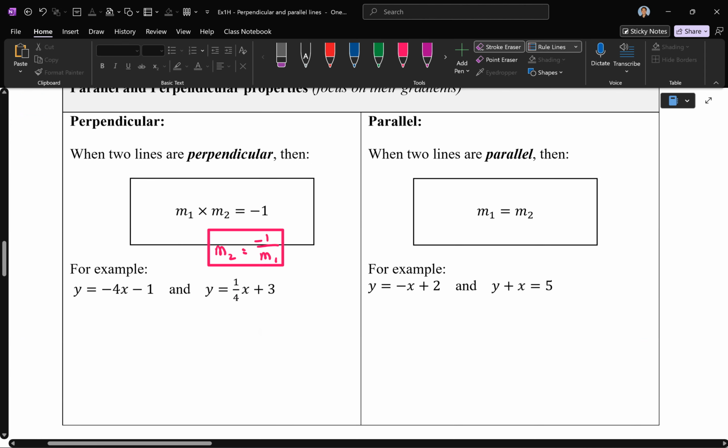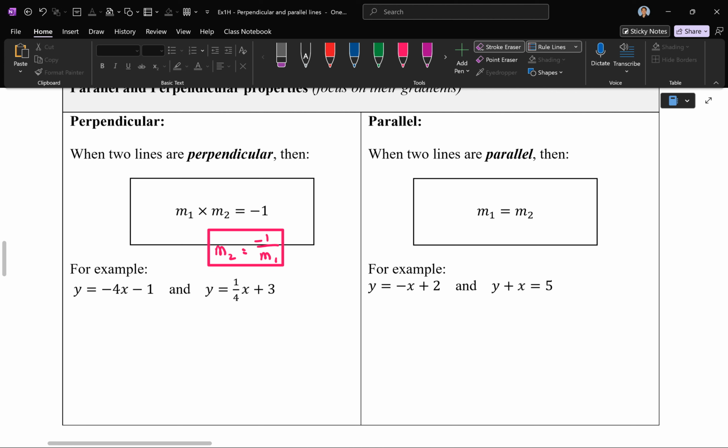M1 equals M2 is your parallel, and then M1 times M2 equals negative 1, that's your perpendicular. If you like a third one, I'm just rearranging it. Divide both sides by M1. That's why M2 equals negative 1 on M1. Okay? All right. Let's have a look.